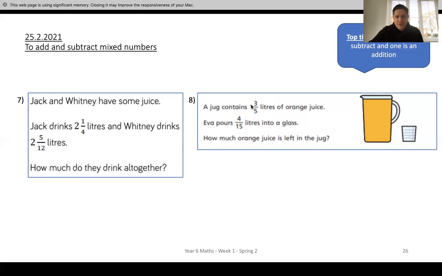So 1 3/5, take away 4/15. Well, I need to find my common denominator. How am I going to do that? 5ths and 15ths, find my lowest common multiples. Then I can find the common denominator and take them away.